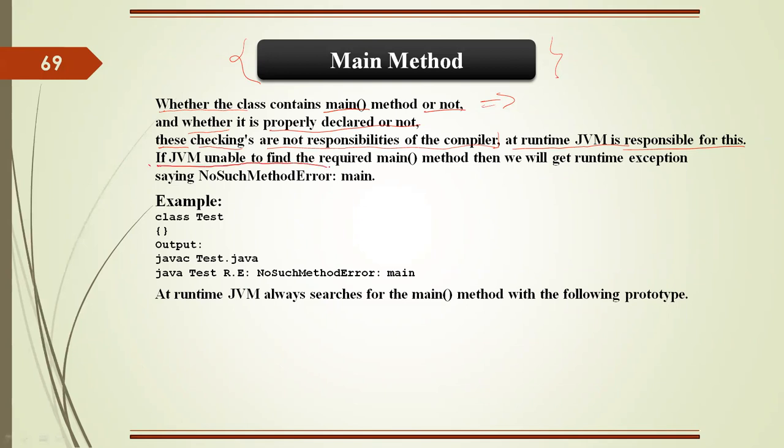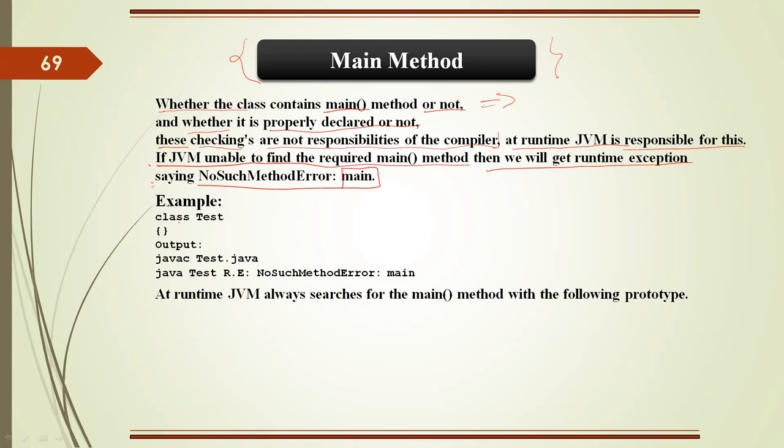If the JVM is unable to find the required main method, then we will get an exception like NoSuchMethodError: main. It's version related, which I'm just telling you. So what is the meaning? Whether the class contains a main method or not, the compiler is not responsible for checking. The JVM is responsible for checking whether the main method is present or not. If the main method is not present in the class, it will say NoSuchMethodError.